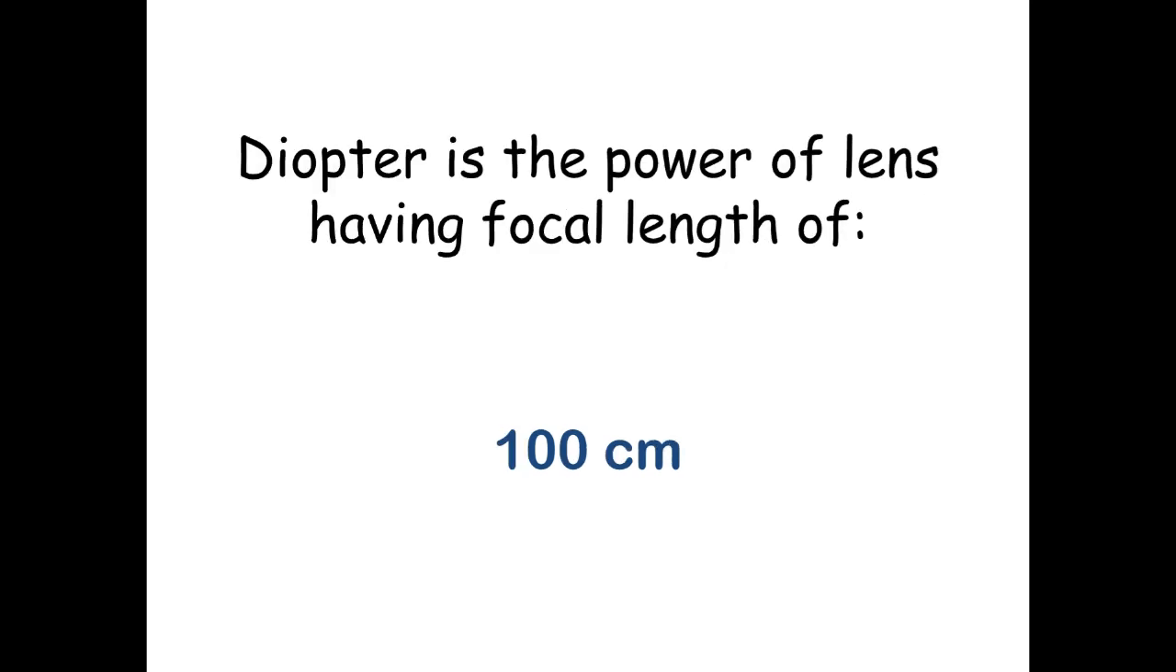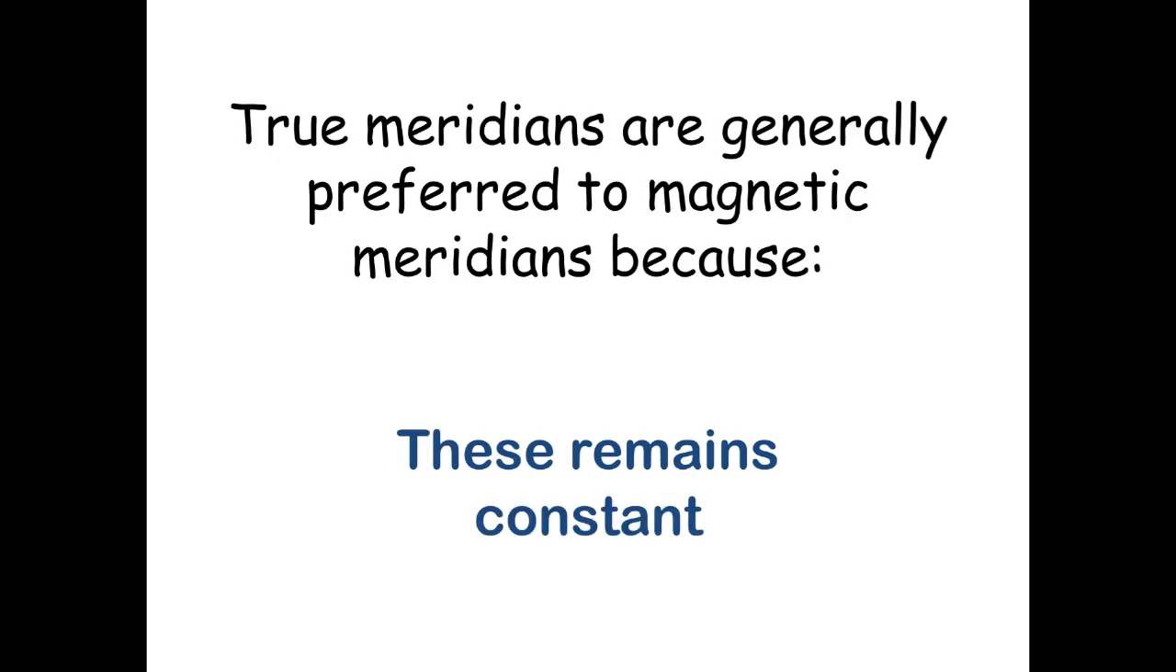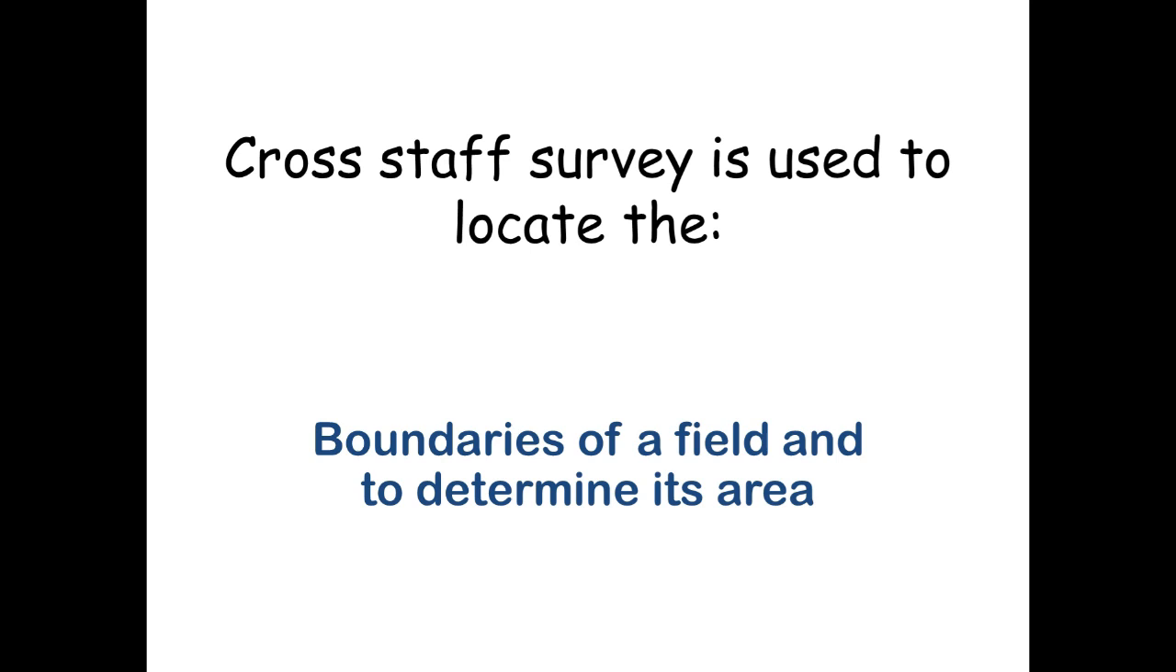Diopter is the power of lens having focal length of 100 centimeter. A bearing of a line is also known as true bearing. True meridians are generally preferred to magnetic meridians because these remain constant. Cross-staff survey is used to locate the boundaries of a field and to determine its area.